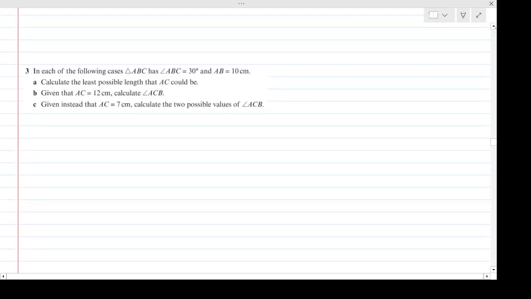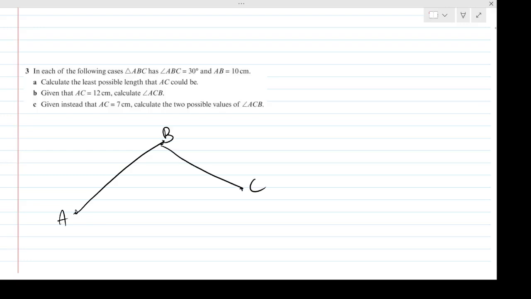Anyway, let's have a look at this question then. We are told in each of the following cases, triangle ABC has angle ABC and AB is 10. So again, let's draw a sort of situation then. So A is here again, B is there, C is there. So AB is 10. Angle ABC, so that's the angle at B, that's 30.